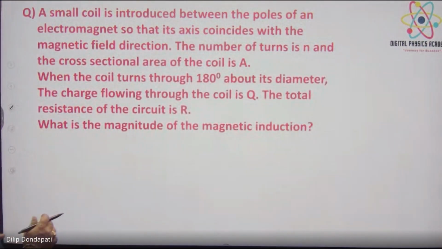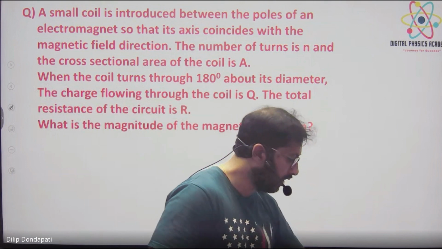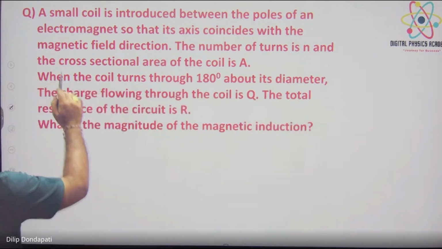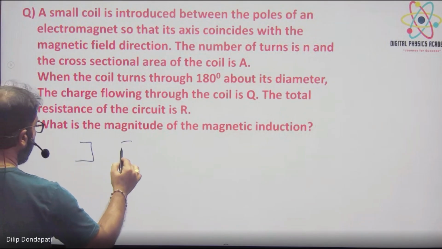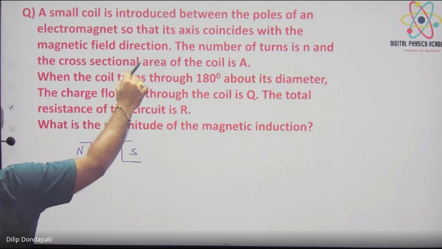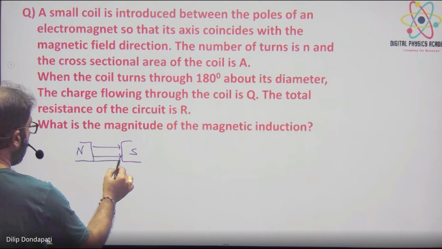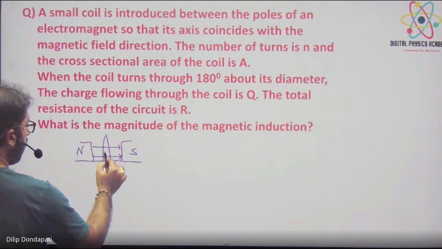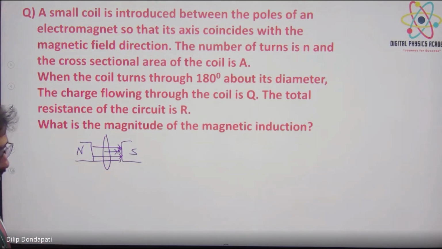The question is a bit long but the method is the same. A small coil is introduced between the poles of the electromagnet, so that its axis coincides with the magnetic field direction. So this is the north pole and south pole. The magnetic field direction is like this, so the coil is also like this, and the area vector is like this.